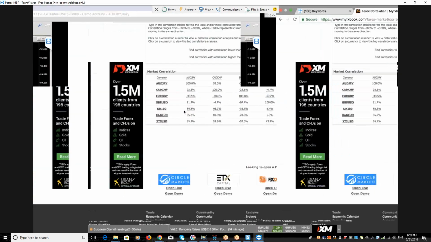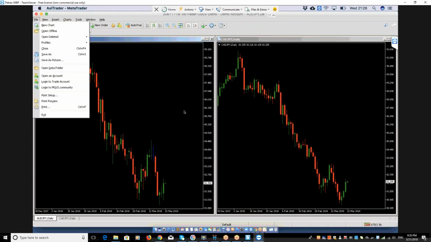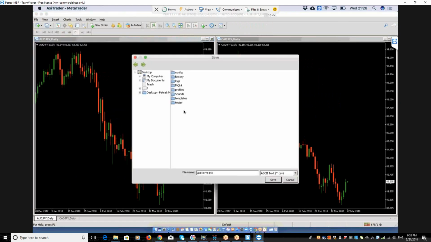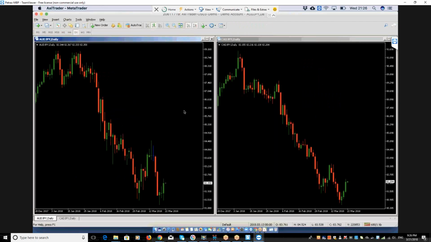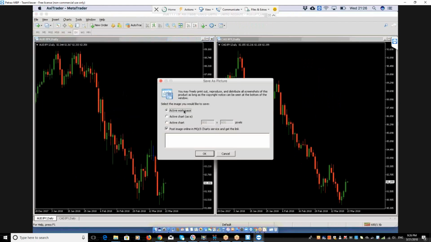Okay, Petra, go back to your chart for me, please. Now go to File, and then go to Save As. No, cancel that. Go to Save File, then go to Save As Picture. Yeah, that's it. And then basically you want the active chart. Click on active chart, and then click on OK.